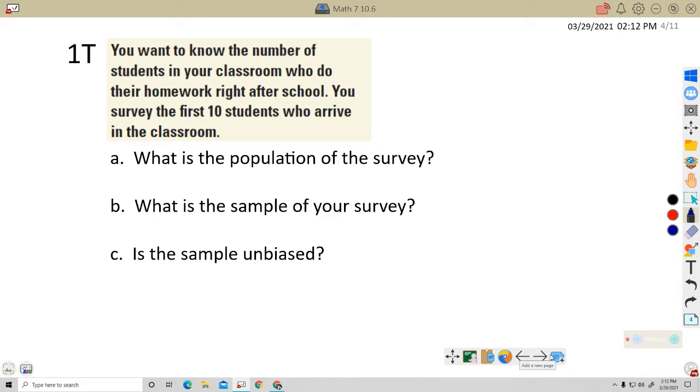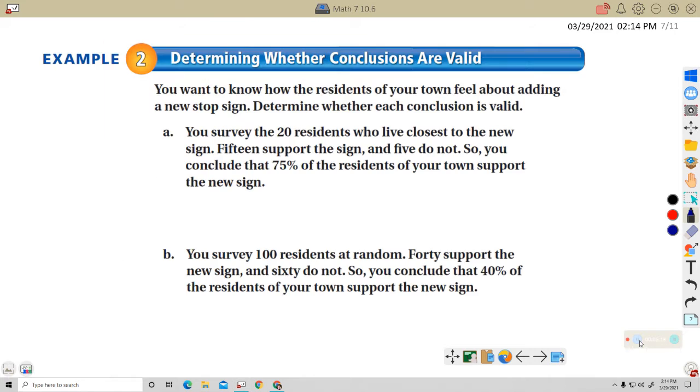So take a look at this one. What do you think about this? You want to know the number of students in your classroom who do their homework right after school. You survey the first 10 students who arrive in the classroom. So A, what is the population? B, what is the sample? And C, is the sample unbiased? Okay, so answer those 3 questions and then join me on the next screen.